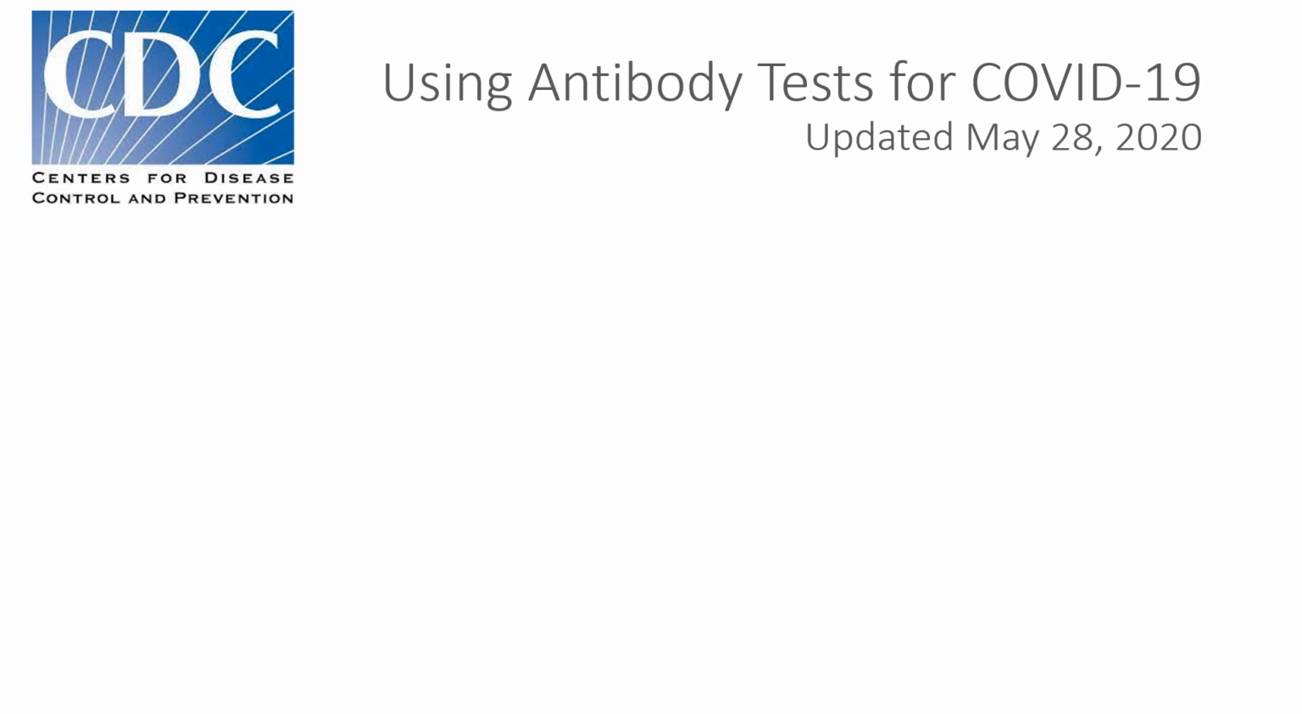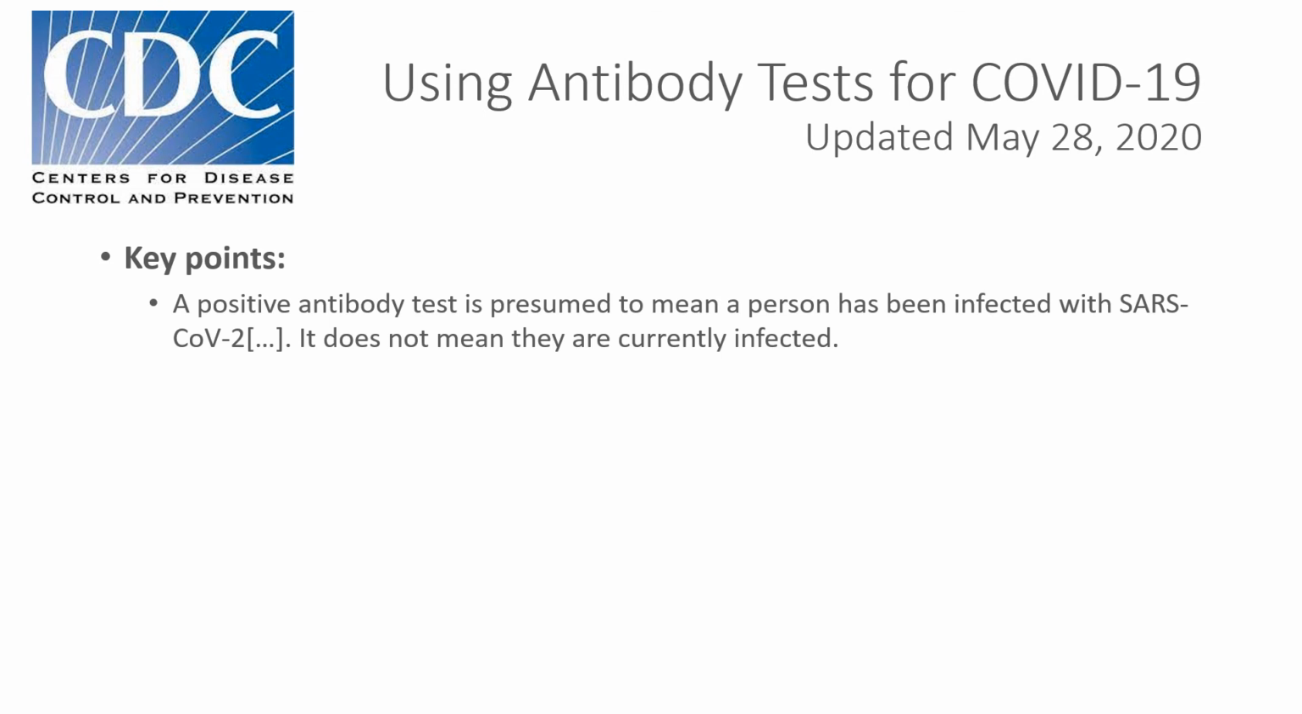On the Centers for Disease Control and Prevention website, they have updated guidelines, and I'm using the ones that were most recently updated. They are from May 28, and this is referring to the antibody tests. So the message is clear. They are not going to tell us if a patient is currently infected. A positive antibody test does not tell us that the patient has the virus.